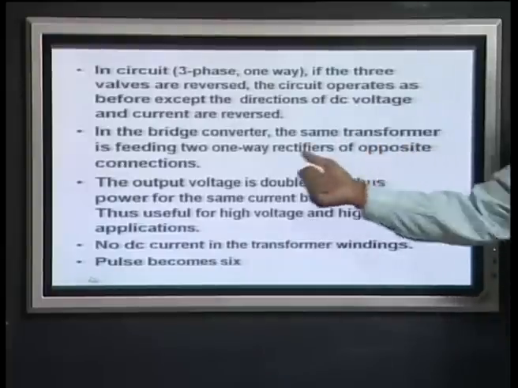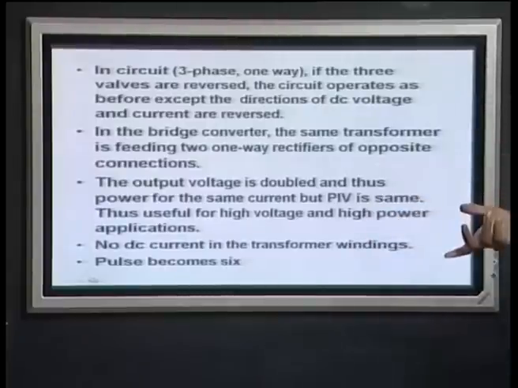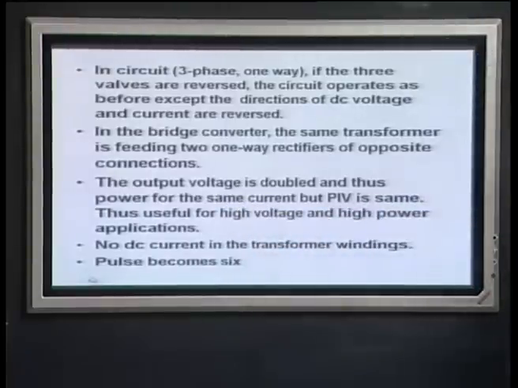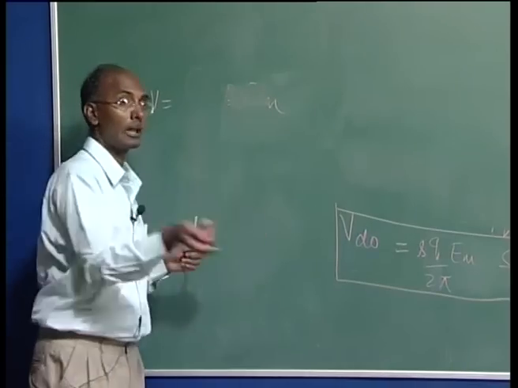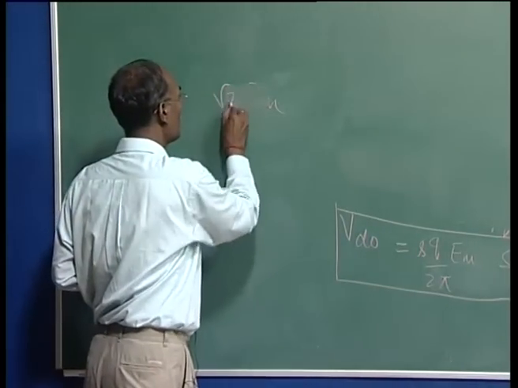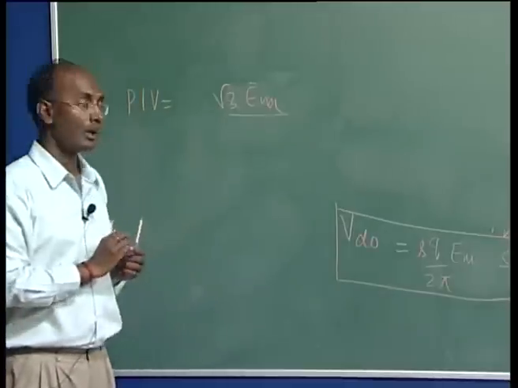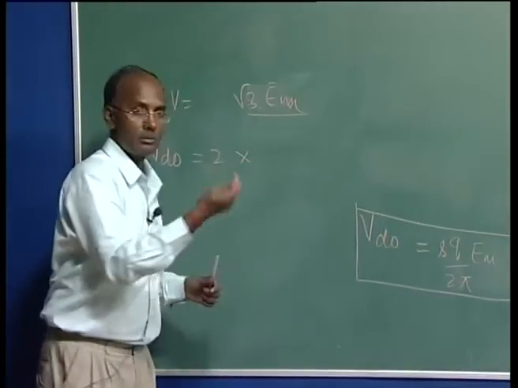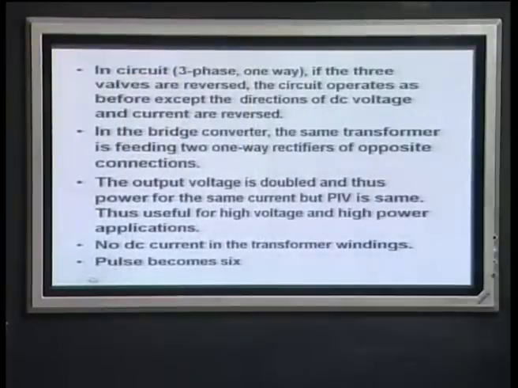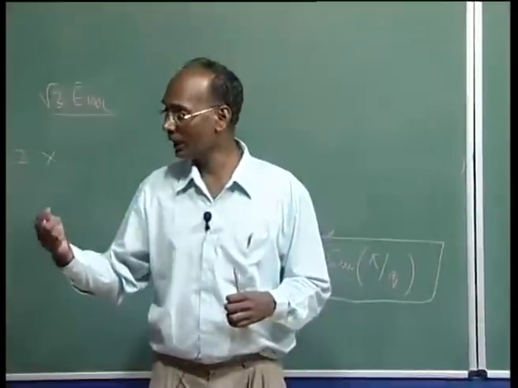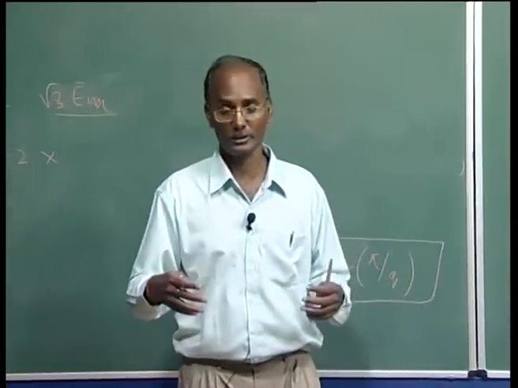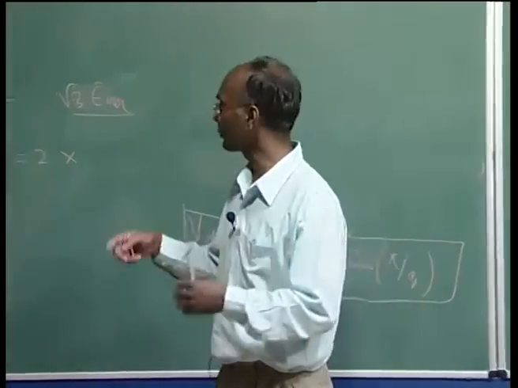Here it is the same transformer feeding two one-way rectifiers of opposite connections. As I said, it is similar. The output voltage is doubled due to S equal to 2, and thus the power of the same circuit. Here we will also find the peak inverse voltage is the same as before, that is root 3 Em, so it is not going to change. But your VD0 is going to be twice that of the previous case. So that's why this circuit is very useful for high voltage and high power applications. High voltage means if you are going to increase the peak inverse voltage, then the cost of the rectifier circuit or the cost of your valve is going to be very, very high. We have to design for the peak inverse voltage.